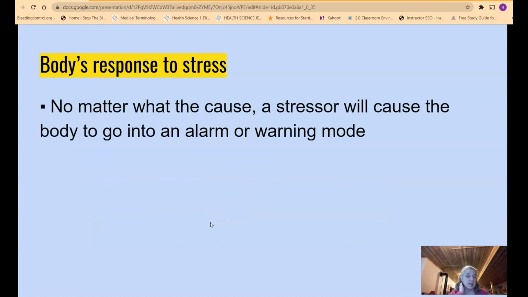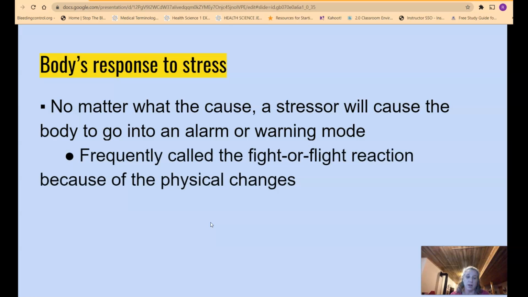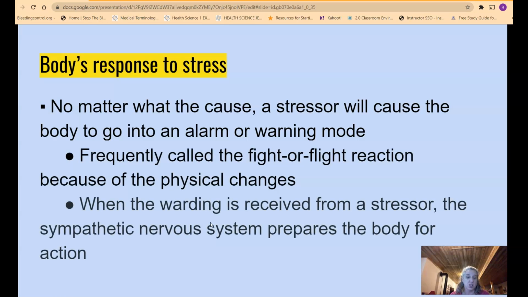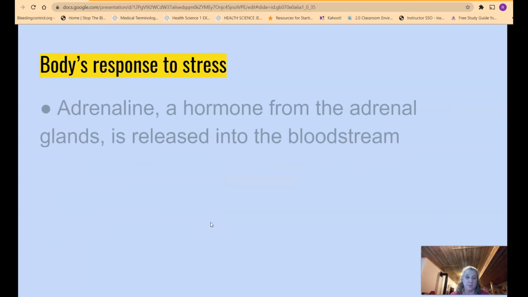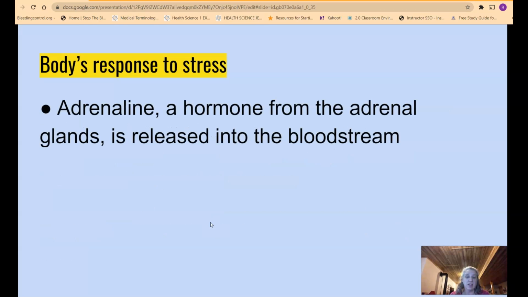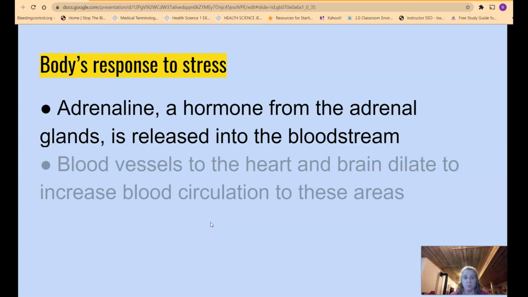So your body's response to stress, no matter what the cause, a stressor will cause the body to go into alarm or warning mode, frequently called the fight or flight reaction because of the physical changes. When the warning is received from a stressor, the sympathetic nervous system prepares the body for action. So adrenaline is a hormone from the adrenal gland, and it is released to the bloodstream.